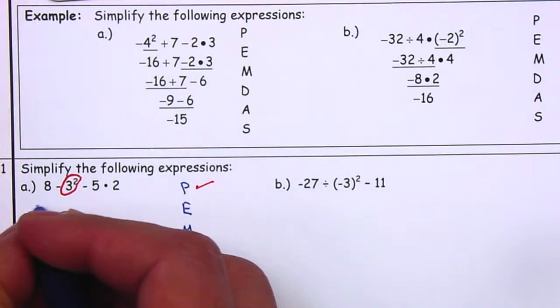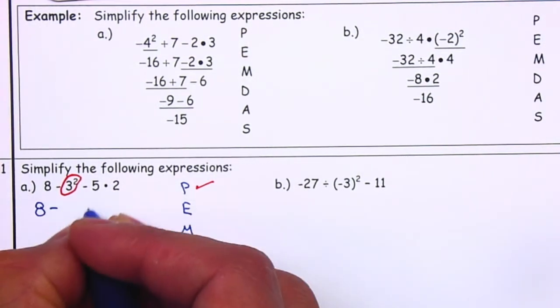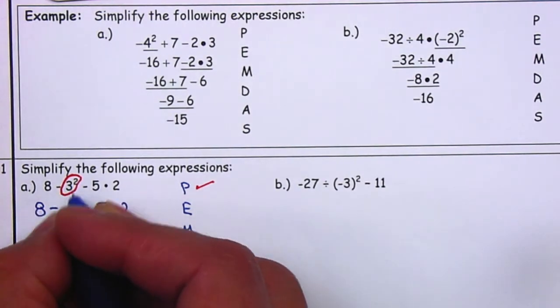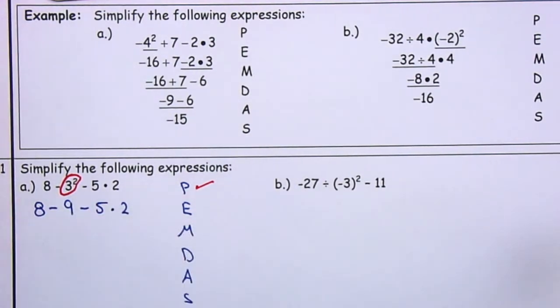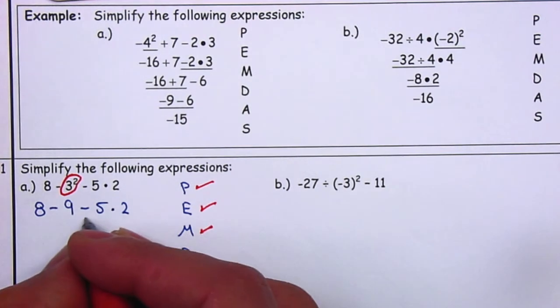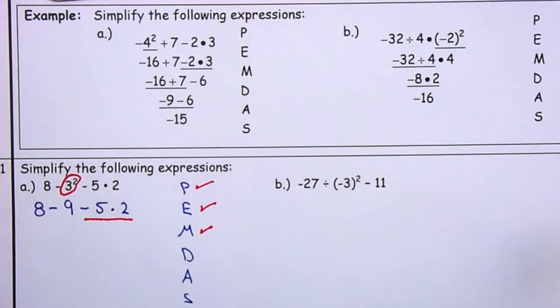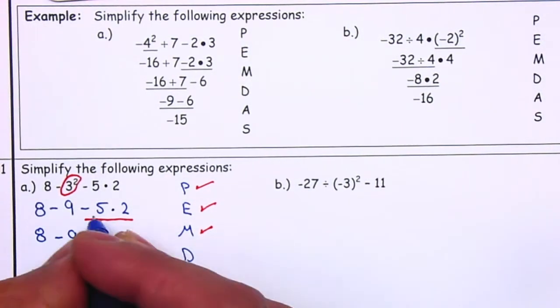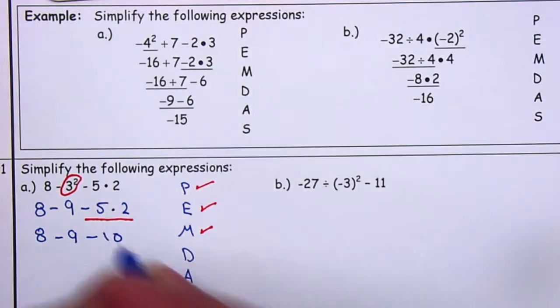We're going to bring the 8 down, the negative. Then we have a minus 5 multiplied by 2. Now 3 squared is 3 times 3, which is 9. So we finish with the exponents. Multiplication, we do have a multiplication. So we're going to multiply negative 5 times 2. Remember, the negative belongs to the 5. We're going to bring down the 8, the negative 9. Negative 5 times 2 is negative 10.